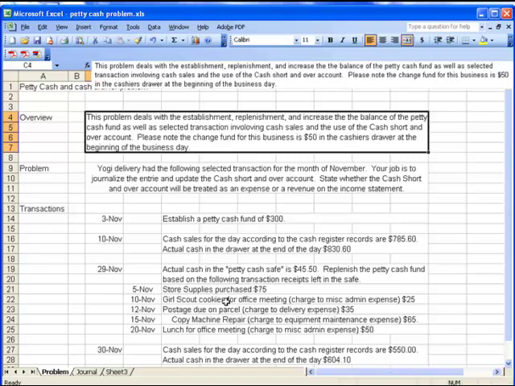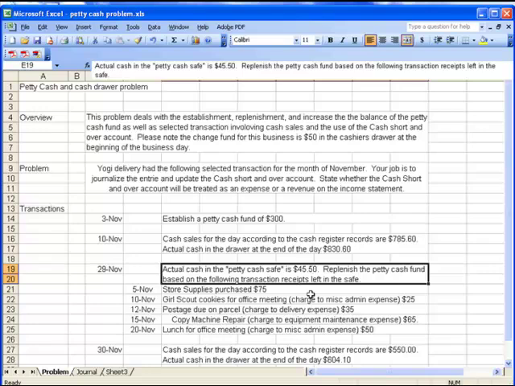Anytime we replenish petty cash, we go with what's in the drawer, and we subtract that from the original petty cash fund amount, $300 minus $45.50. That tells us how much cash we have to put back into the petty cash fund. In this case, we have to put $254.50 of cash back into the petty cash fund in order to make it back to $300, and that is our goal. So remember that number, $254.50.